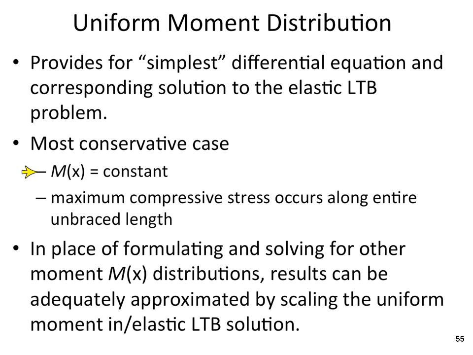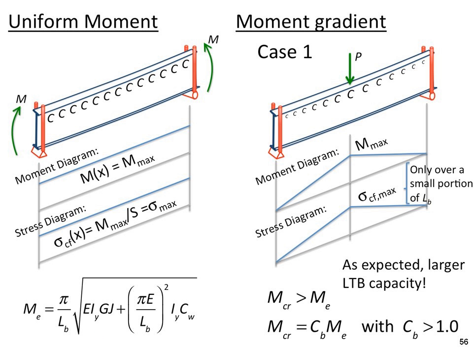It's also the most conservative one, because with that uniform bending moment, the maximum compressive stress occurs in the top flange, and it's the same value along the whole length of the beam. Any other type of non-uniform moment distribution, you're going to have that maximum compressive stress just over a local area, and it will be less in other places. So in place of formulating and solving for all the other possible moment distributions, folks have adequately approximated by scaling the solution to the inelastic or elastic LTB. Taking and scaling that solution that we derived earlier seems to be a favorite way to go about it.